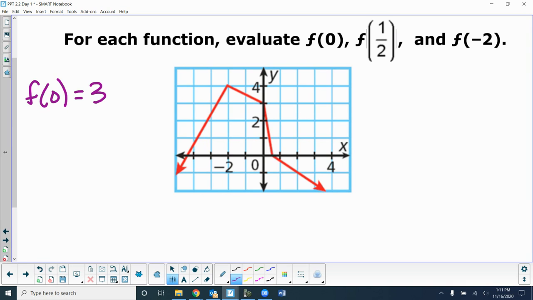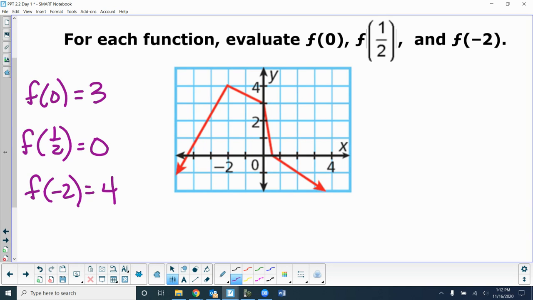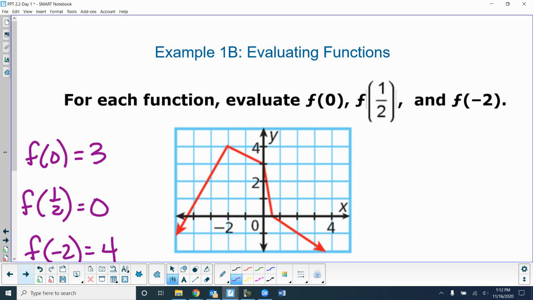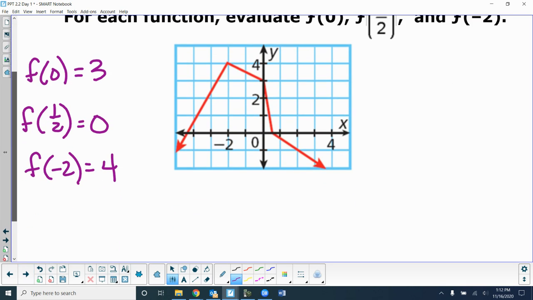John? f of 1/2. 0. Good. You go find 1/2 on the x, and there's the red line right there. That's 0. Okay? Cody? f of -2? Good. We go find -2, and then we go find the red line, it's up there at 4. That makes sense to everybody? So, if it's in this form, I expect you to be able to find the f of 0, 1/2, f of anything. And the same thing when it's in graphing form. When you see a graph, you should be able to find one as well. Okay?